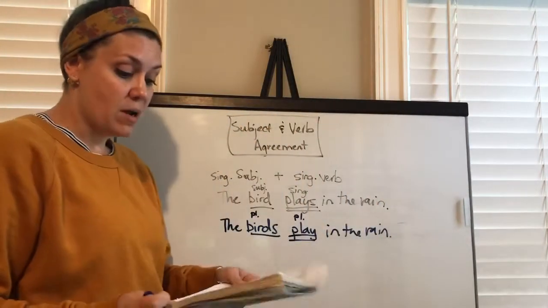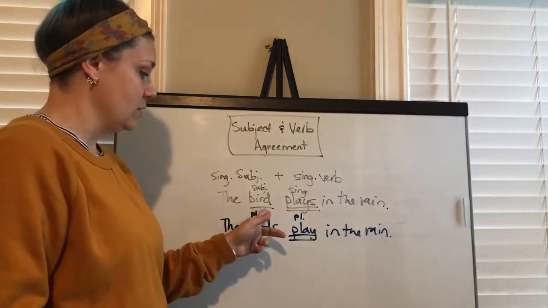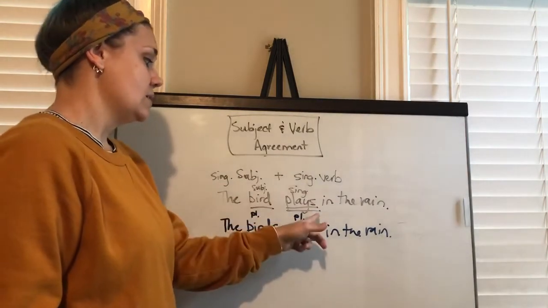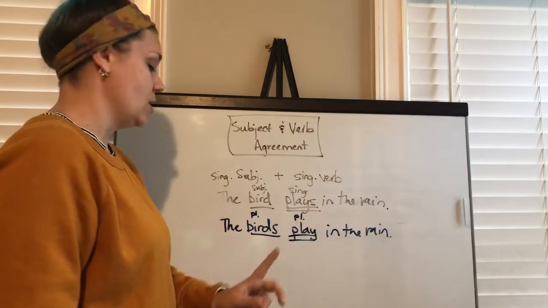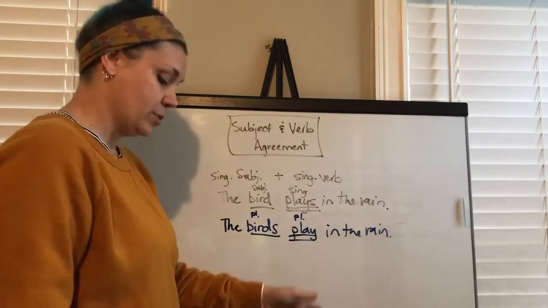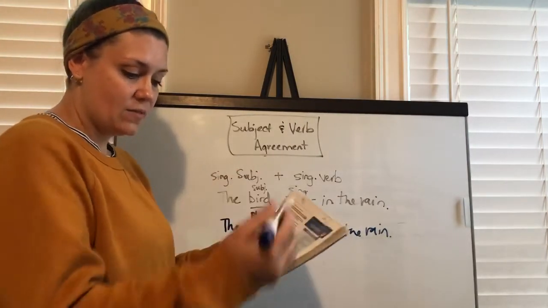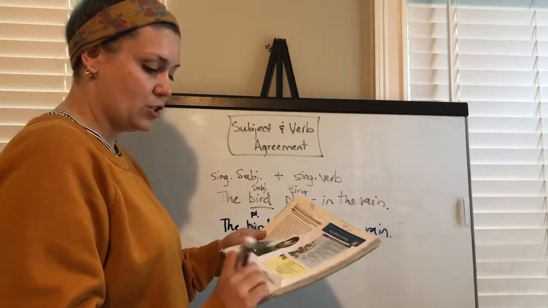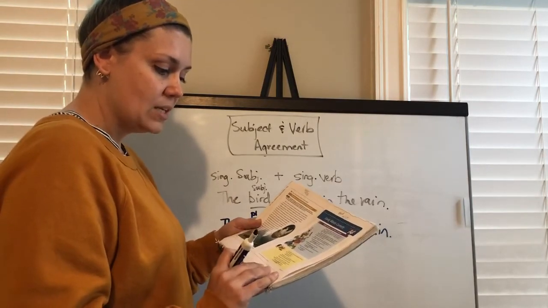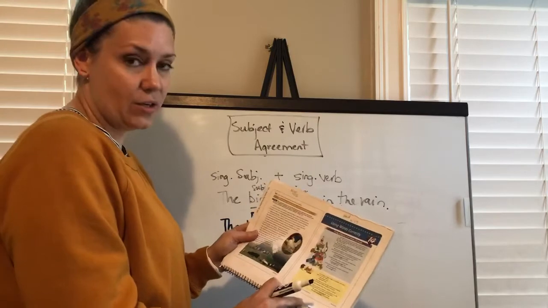So this is what we're talking about when we say that subjects and verbs must agree. If we have a singular noun, a singular subject, we need a singular verb, and if we have a plural subject, we need a plural verb. And so they give you lots of examples. If you look on page 231, they give you plenty of examples there. You can read over that.